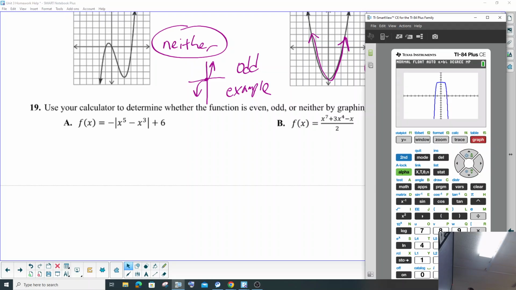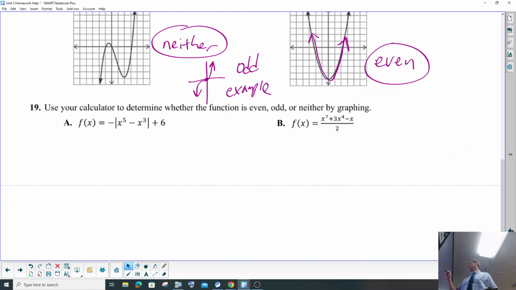What do you think? Wow, that looks pretty even. Doesn't that look pretty even? Yeah, because it reflects about the y-axis. Remember? So that one looks pretty even to me.